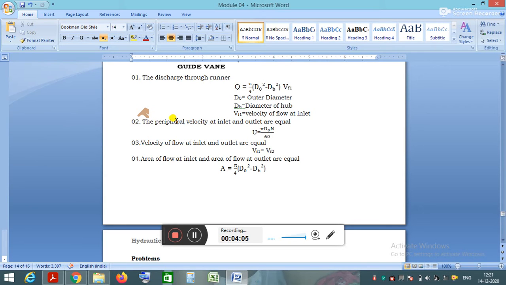Since the flow is axial, the blade velocity remains the same at the inlet and the outlet, and it is given by U = π d₀ N / 60, where d₀ is the outer diameter of the runner. And since the water enters axially and leaves axially, the axial component of the velocity Vf1 becomes equal to Vf2.